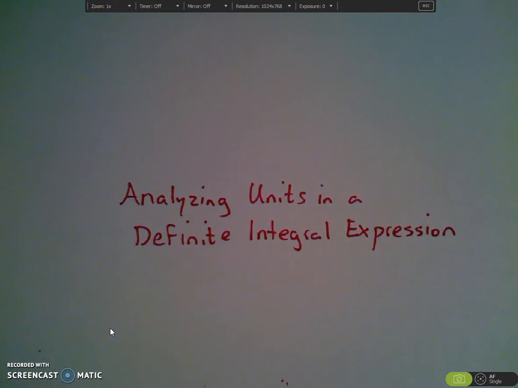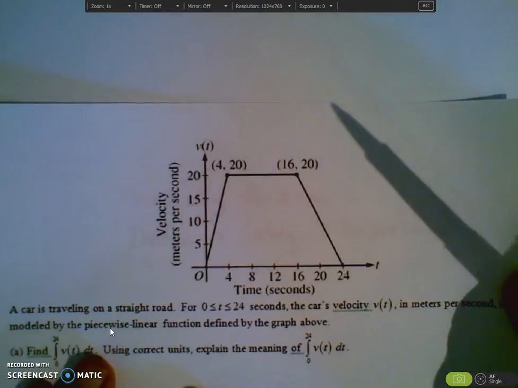In this video, we're going to talk about how to analyze the units in a definite integral expression. I have several examples. The first two I'll explain to you, and then in the next two, I hope you'll pause the video and try to figure out the units for yourself. Here's our first example.